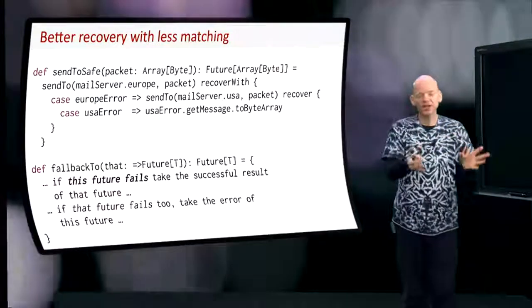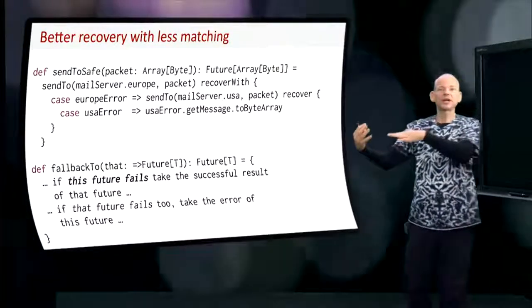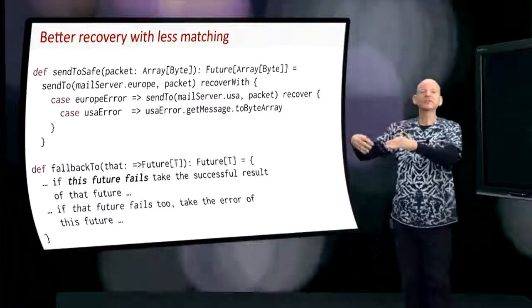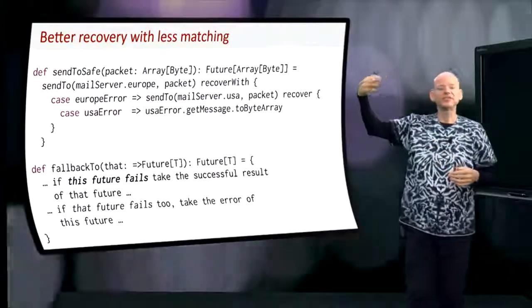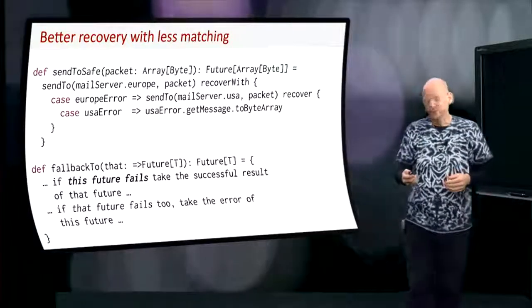All right? So we first try to run this. If that succeeds, we're done. If that fails, we try the fallback. If that fails, we know that this failed, so we return the error message, the error from that one. All right.